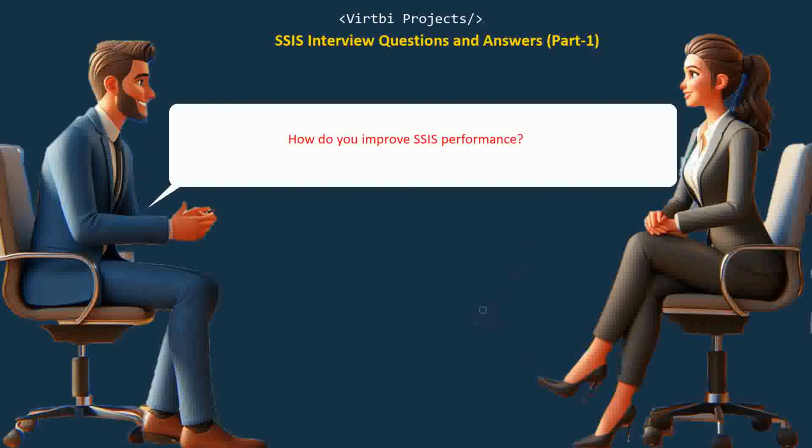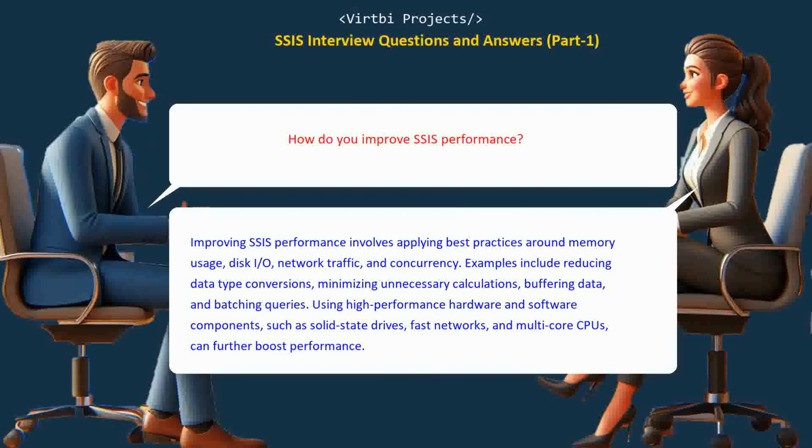How do you improve SSIS performance? Improving SSIS performance involves applying best practices around memory usage, disk I/O, network traffic, and concurrency. Examples include reducing data type conversions, minimizing unnecessary calculations, buffering data, and batching queries. Using high-performance hardware and software components, such as solid-state drives, fast networks, and multi-core CPUs, can further boost performance.